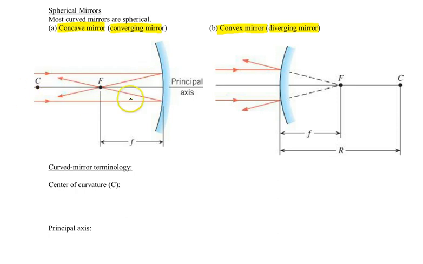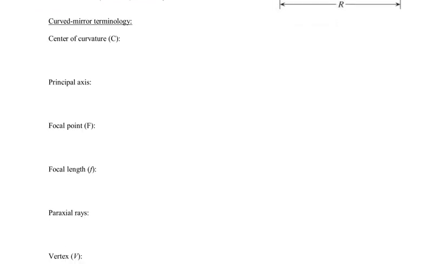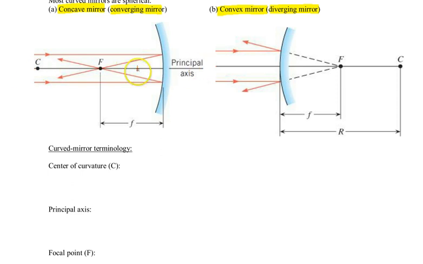These light rays on the outside that are near and parallel to the principal axis are called paraxial rays. Let's go down here and put the definition in. So there's your definition of paraxial rays: light rays that are parallel and near to the principal axis. So I guess we should define what the principal axis is. This line right here is the principal axis.